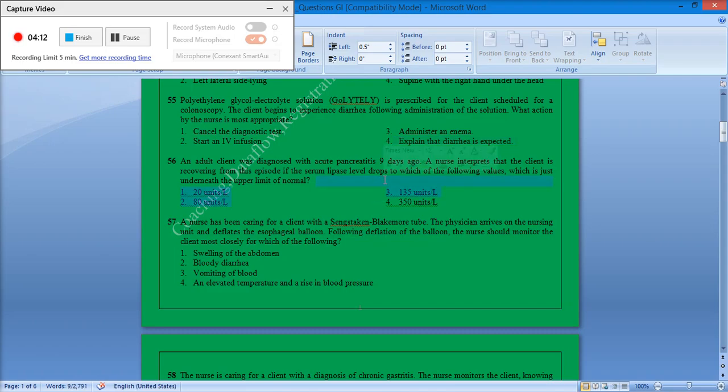57. A nurse has been caring for a client with a Sengstaken-Blakemore tube. The physician arrives on the nursing unit and deflates the esophageal balloon. Following deflation of the balloon, the nurse would monitor the client most closely for which of the following? 1. Swelling of the abdomen. 2. Bloody diarrhea. 3. Vomiting of blood. 4. An elevated temperature and rise in blood pressure. The correct answer is 3. Vomiting of blood.